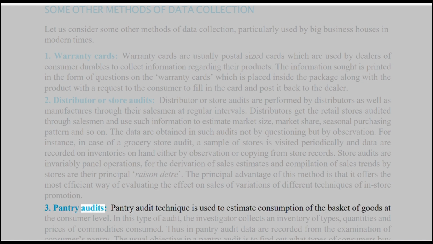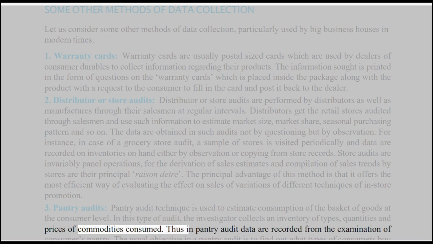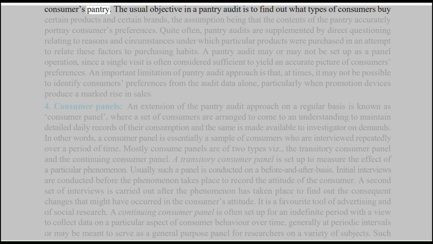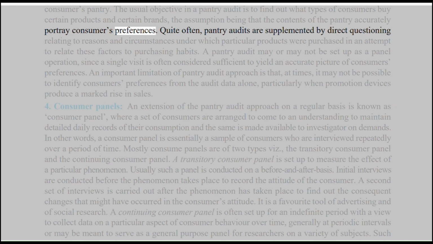3. Pantry audits. Pantry audit technique is used to estimate consumption of the basket of goods at the consumer level. In this type of audit, the investigator collects an inventory of types, quantities and prices of commodities consumed. Thus, in pantry audit, data are recorded from the examination of consumers' pantry. The usual objective in a pantry audit is to find out what types of consumers buy certain products and certain brands, the assumption being that the contents of the pantry accurately portray consumers' preferences.